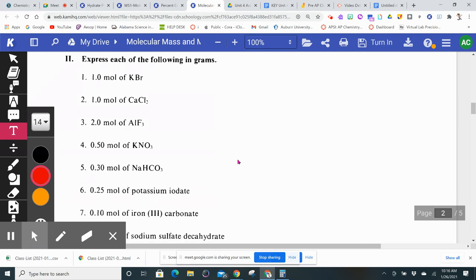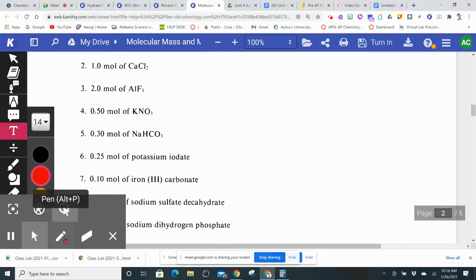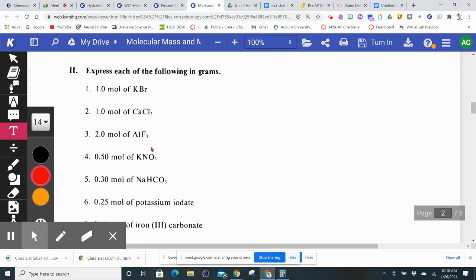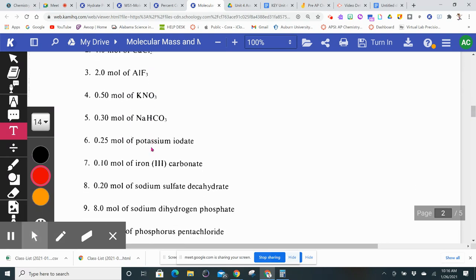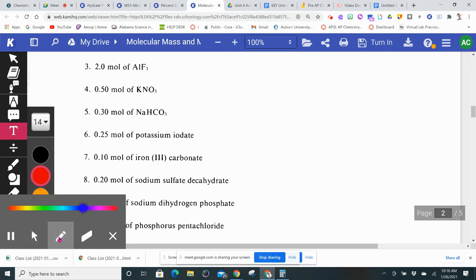All right, mole concept down here. So on this one, we are converting moles to grams. And that's just because that's what it asked me to do at the very beginning in the directions. It said to express each of the following in grams. So to do that, especially on the ones with words, let's do one of those with words. So 0.25 moles of potassium, let's do this one. 0.10 moles of iron 3 carbonate.